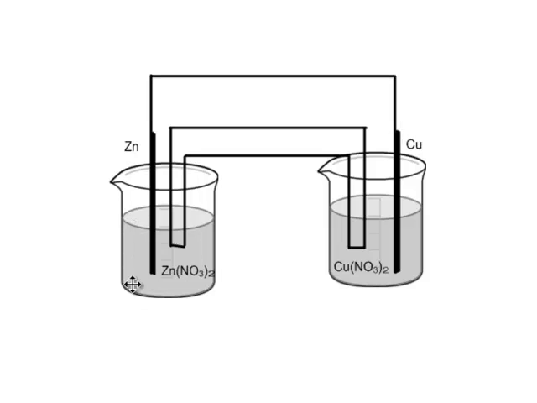In this beaker, we have zinc nitrate, which, being aqueous, is really Zn2+ ions and nitrate ions. And over here in this beaker, we have a solution of copper nitrate, which is really Cu2+ ions and NO3- ions.